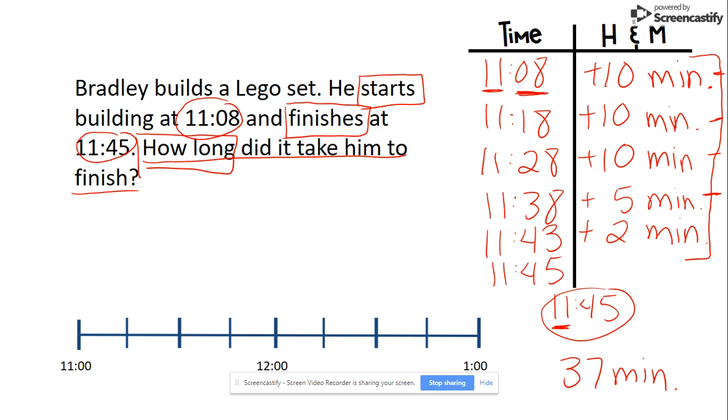And again, I can plot this time on my number line. And this time, if I look between my hours, I only have 3 tick marks. So my number line is going up by 15-minute increments. This first tick mark after 11 would be 11:15, then 11:30, 11:45. And the same thing after 12 o'clock, 12:15, 12:30, 12:45. I'm going to plot my start time of 11:08, and it's roughly around this point. And then 11:45 would be here. Hope this helps.